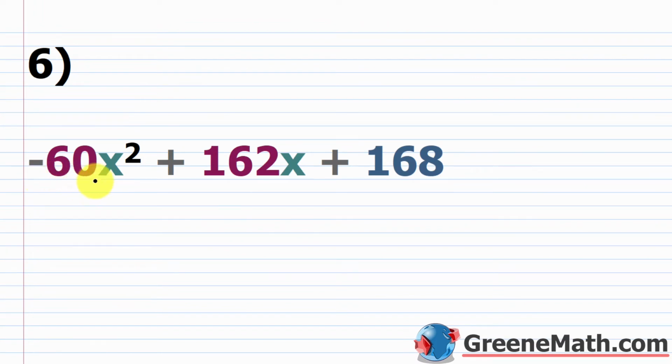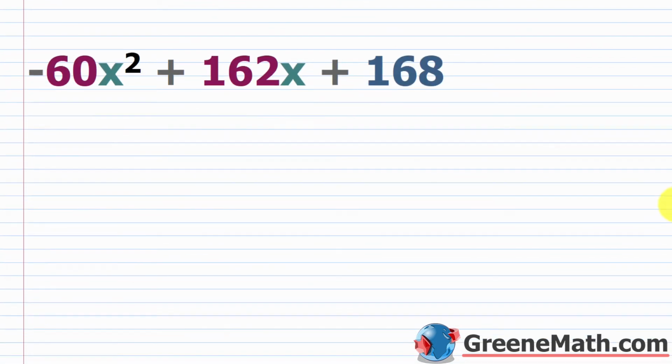So we have negative 60x squared plus 162x plus 168. So the first thing is, if you get a negative leading coefficient like this here, this negative 60, I always pull out a negative, even if I can't pull anything else out, just to make my life a little bit easier. It's up to you if you do that or not, but that's something I always do. Then if we look at 60, 162, and 168, they're all even numbers, so I know they're divisible by 2. But then also, if you go closer into this, they're also divisible by 3, which means they're divisible by 6.